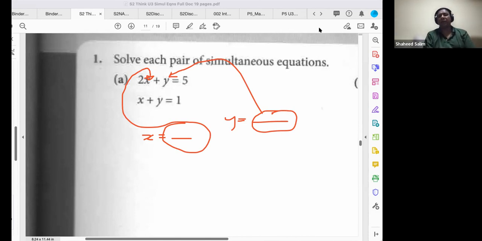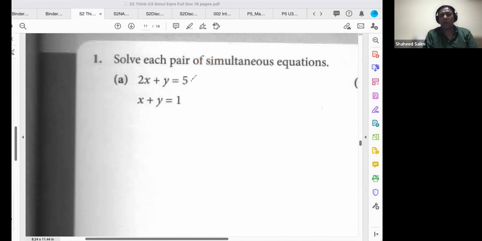Okay, never mind. This one we call equation 1. You copy this one first. This is called simultaneous equations. That means two equations together. So you have 2x plus y equals 5. See, what is this? Actually, you have already done this.